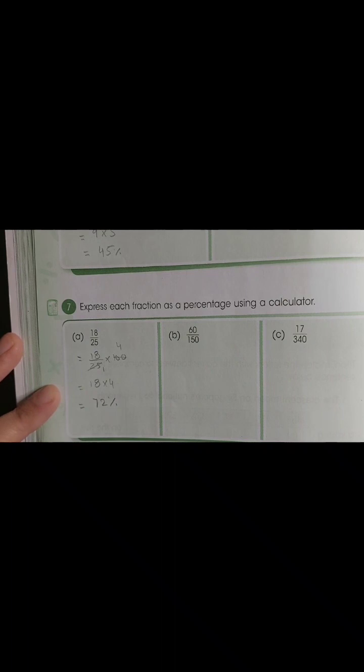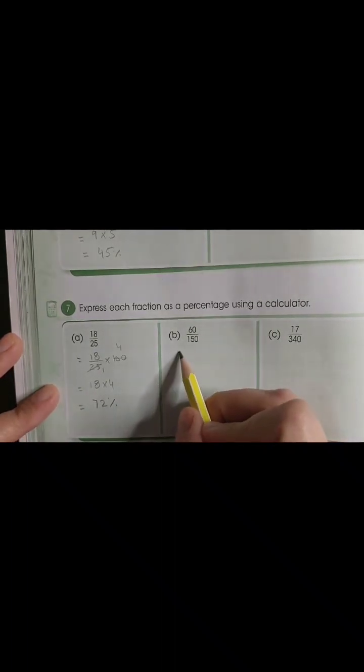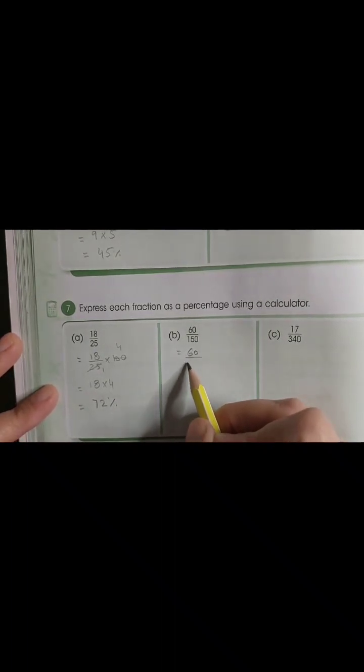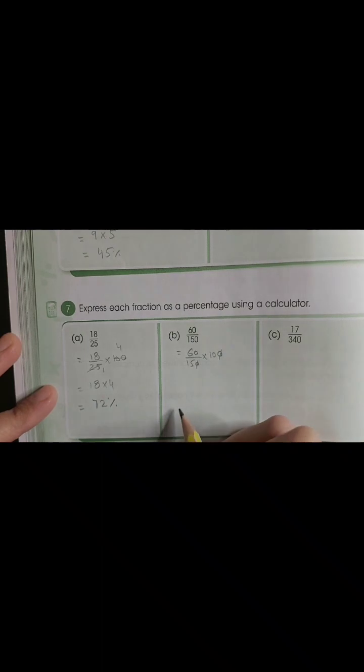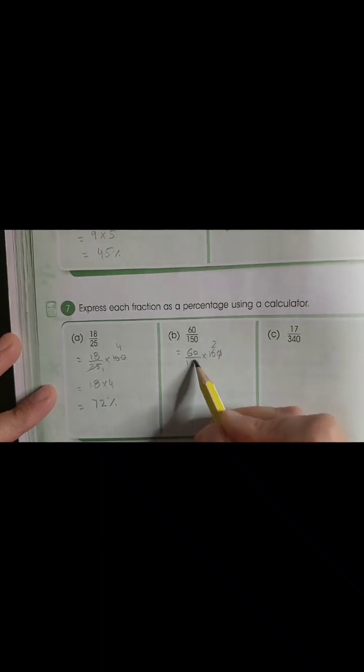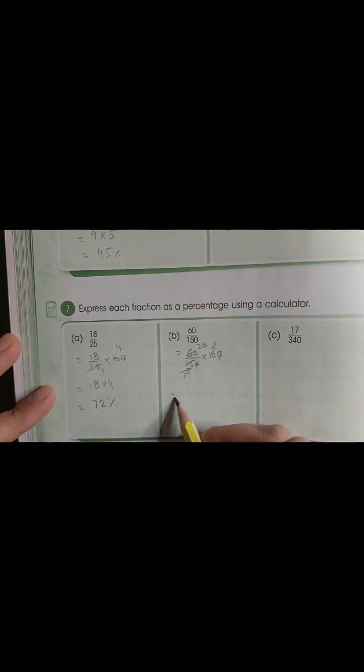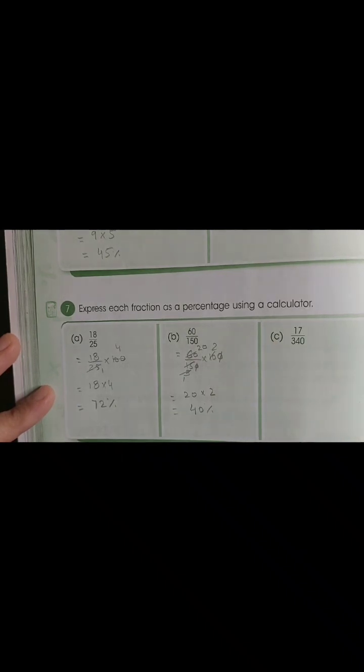Now part B is 60 upon 150. Again 60 upon 150 multiply by 100. So this 0 cuts this 0. So 5 2s are 10, 5 3s are 15 and 3 1s are 3 and then 3 2s are 6, 0. So what left? 20 multiply by 2 and then the answer will become 40%. Now move on to part C.